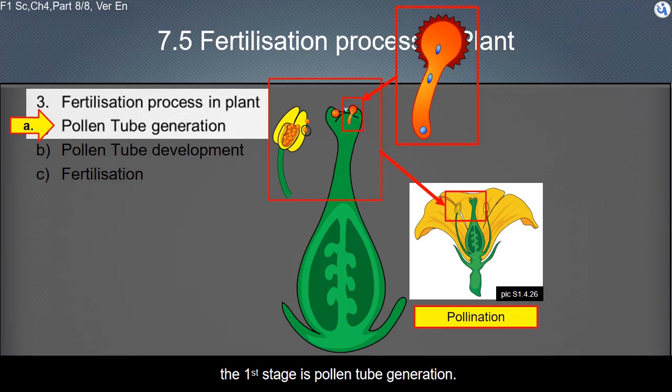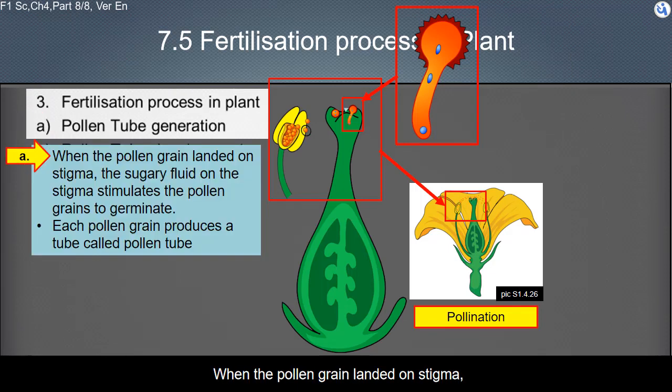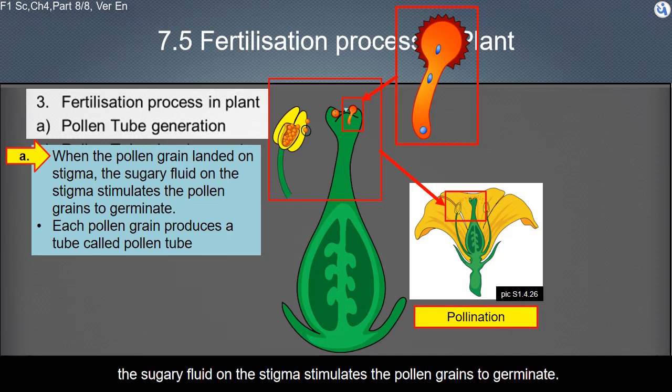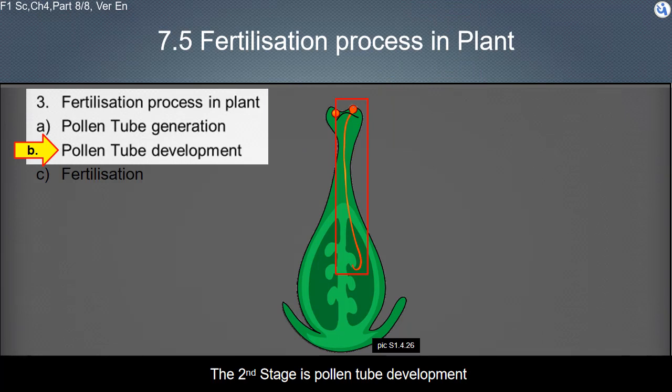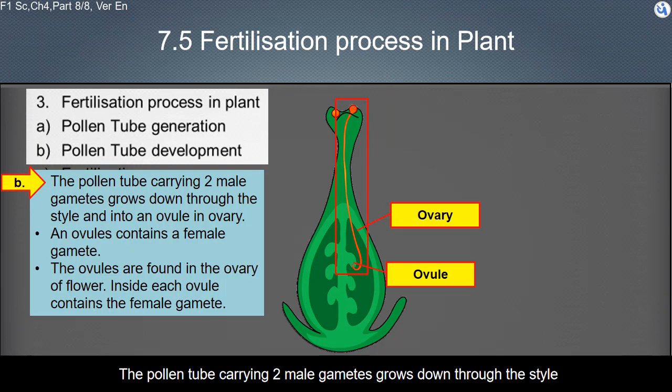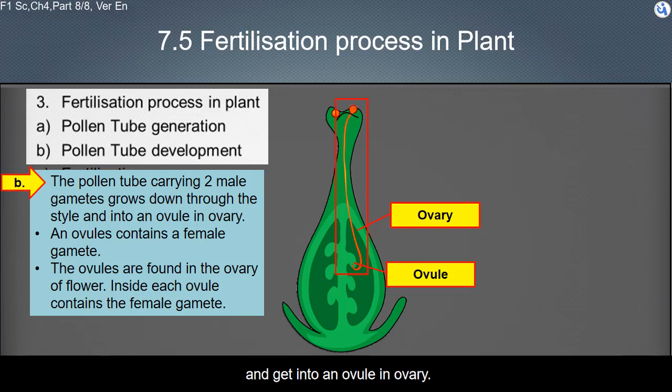The first stage is pollen tube generation. When the pollen grain lands on the stigma, the sugary fluid on the stigma stimulates the pollen grain to germinate. Each pollen grain produces a tube called the pollen tube. The second stage is pollen tube development. The pollen tube carrying 2 male gametes grows down through the style and gets into an ovule in the ovary. An ovule contains a female gamete.